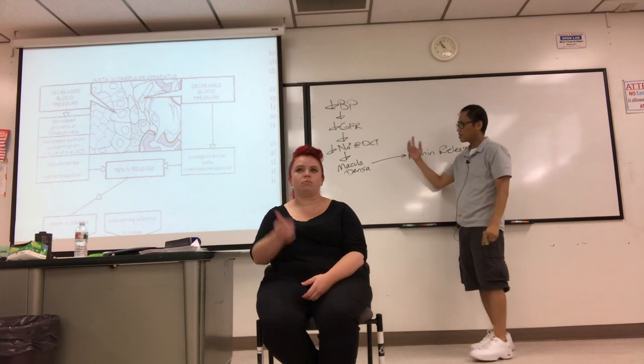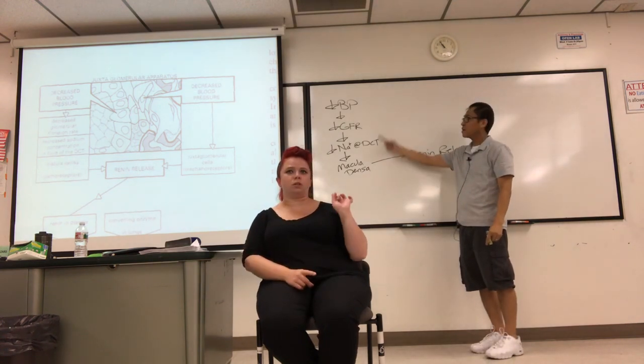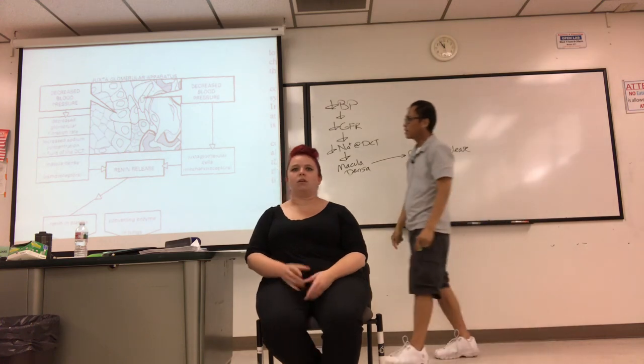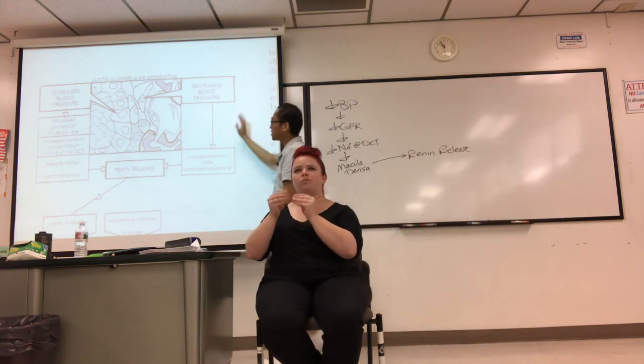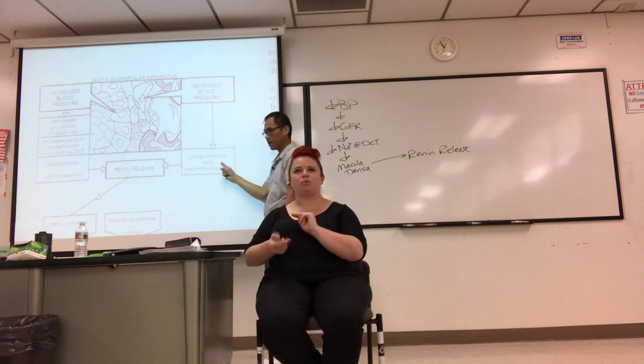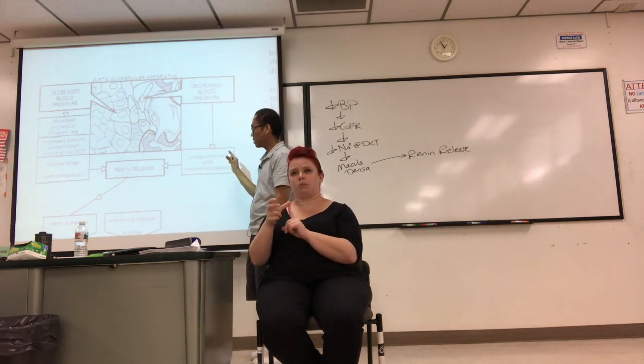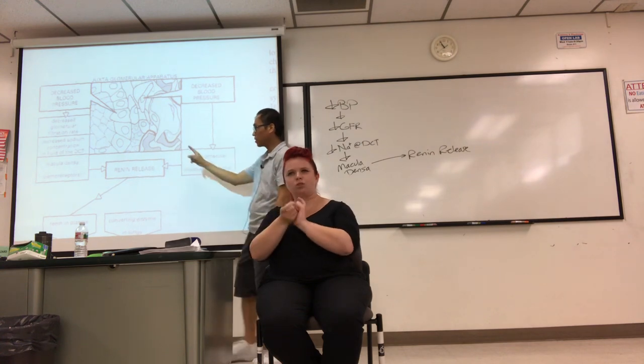Any questions on this side of the board? Boom, boom, boom, boom. Renin release. Oh, let's look at the other side. This is a more direct mechanism. That same drop in blood pressure, the JG cells, they're mechanoreceptors, they're baroreceptors. They detect that change, it's dropping, they release renin.